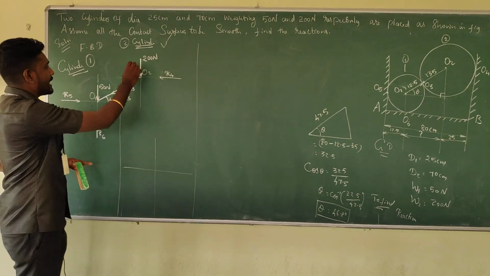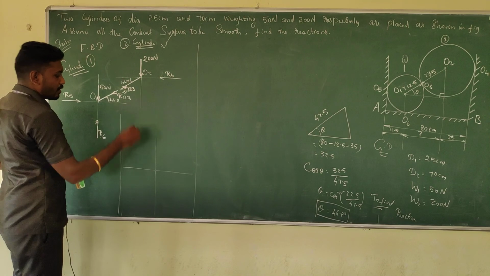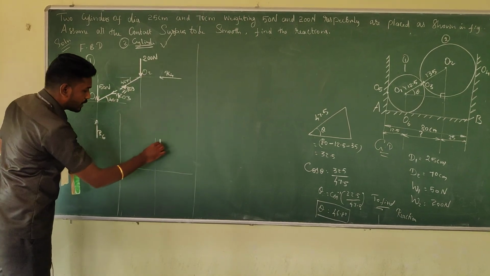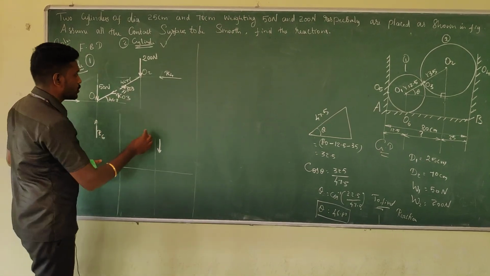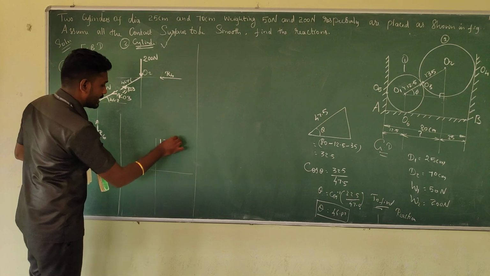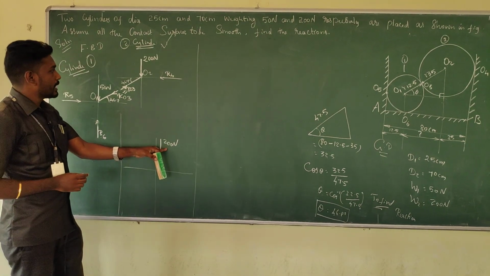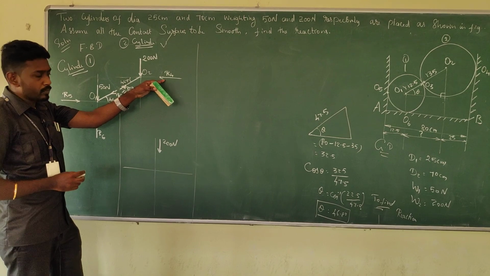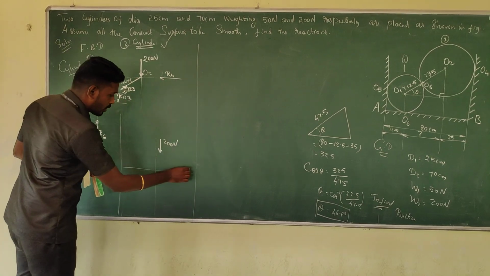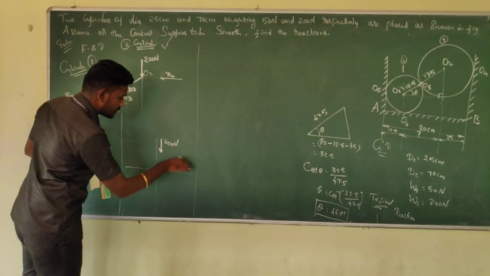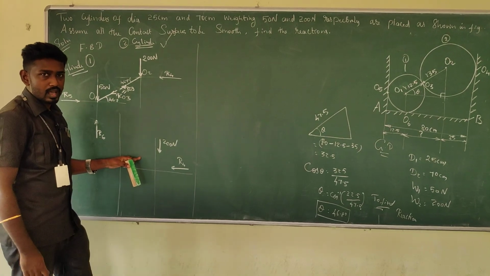And look at this diagram, cylinder 2. Here we have the force which is directed downwards, so we know it's a vertical force, no need to worry about it. Directly take the magnitude as 200 Newton. Then this R4 is a horizontal force, no issue, we can predict it, the magnitude is R4.